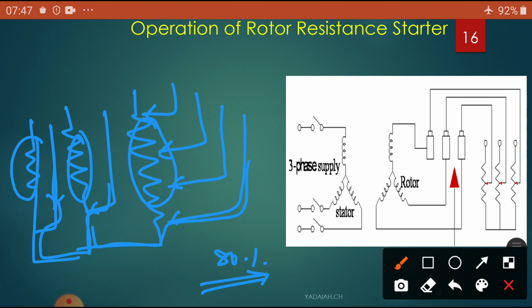When the motor attains the normal speed, the rotor windings are short circuited. We can short circuit the slip rings themselves, and the brushes are lifted and disconnected. The operation may be manual or automatic; we can control it automatically or manually. This is the basic concept of operation of our slip ring induction motor.